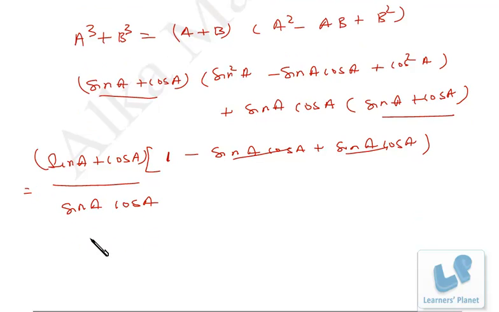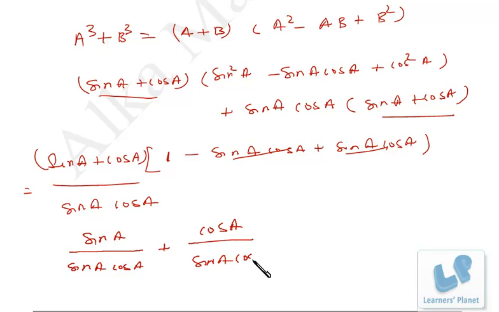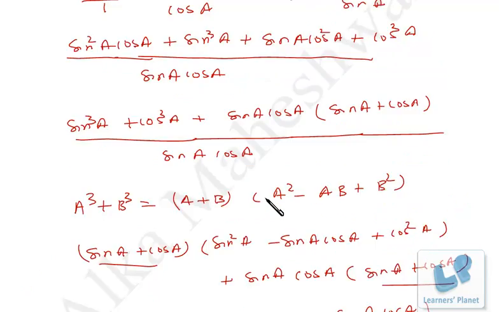So divide sin A by sin A cos A plus cos A by sin A cos A. So it's 1 upon cos A and it is 1 upon sin A. Now what is 1 upon cos A? That is sec A, and what is 1 upon sin A? That is cosec A. So that is what RHS that we had to prove, right?